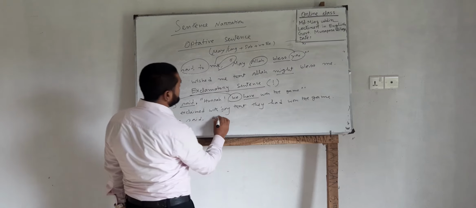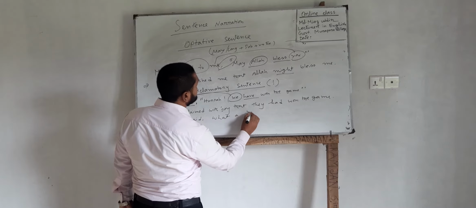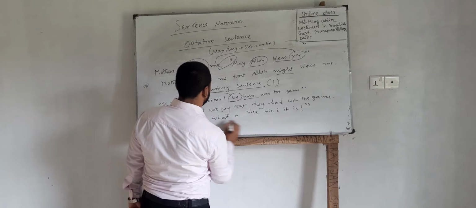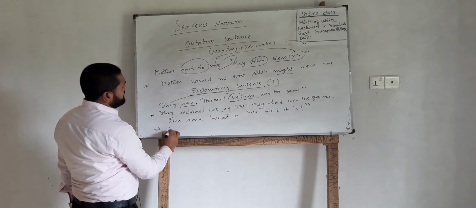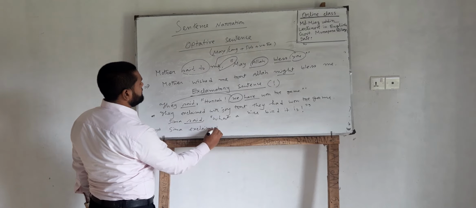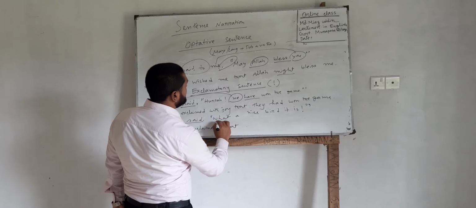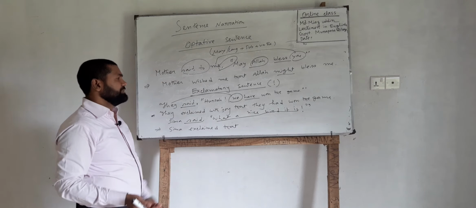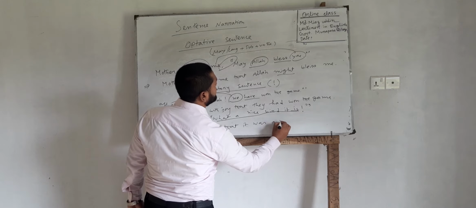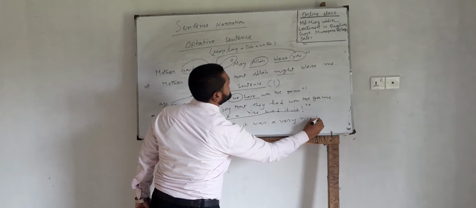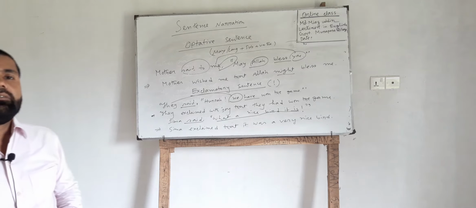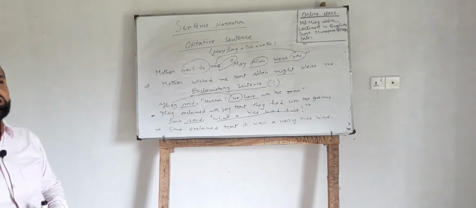Another example. Shima said, "What a nice bird it is." Shima said is changed into exclaimed that. This exclamatory sentence is changed into an assertive sentence. Is is changed to was: it was a very nice bird. Here we have learned 5 types of sentence and how to change them from direct to indirect.